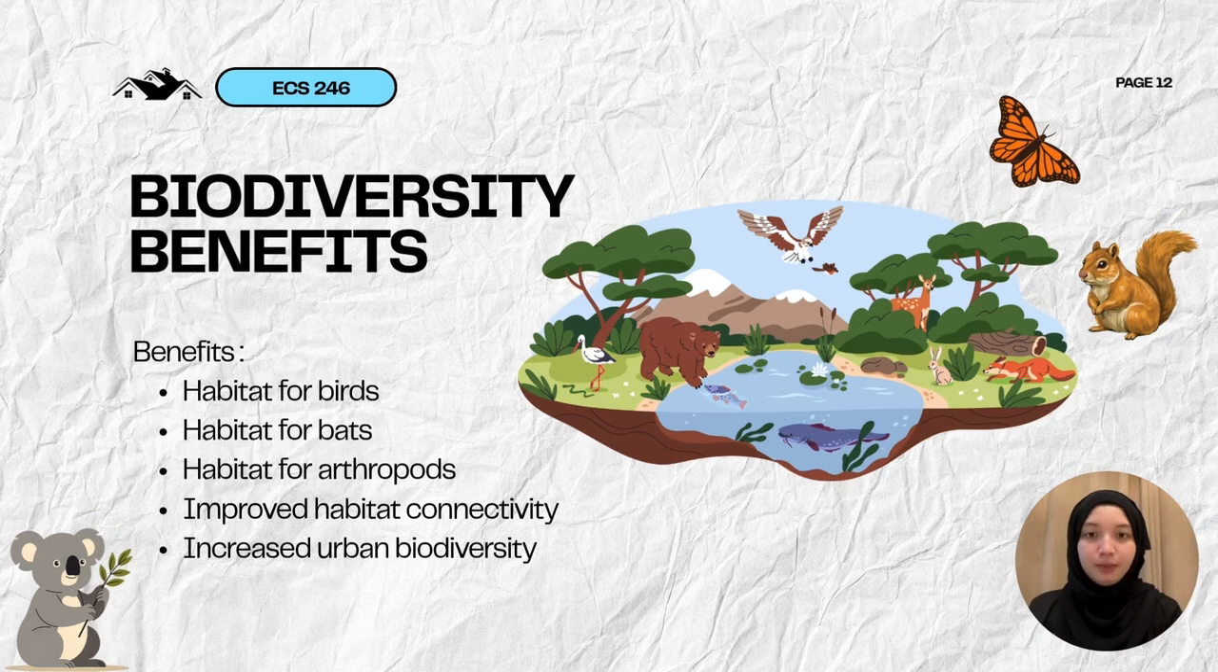Next, biodiversity benefits. They provide habitat for birds, bats, and arthropods such as bees, butterflies, and insects. These species play an important role in pollination and maintaining healthy ecosystems. Green roofs also improve habitat connectivity by creating green spaces that allow wildlife to move more easily between different areas. As a result, they increase urban biodiversity and help restore natural ecosystems within cities.